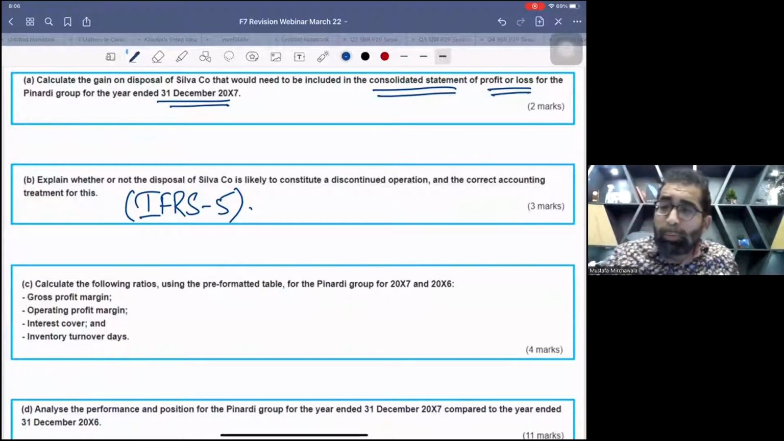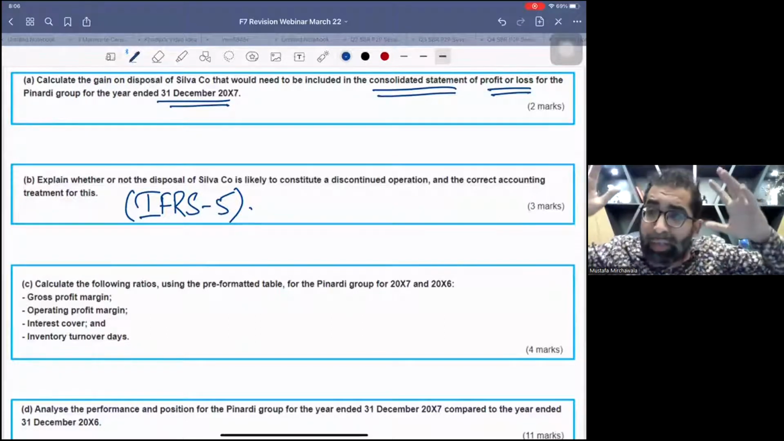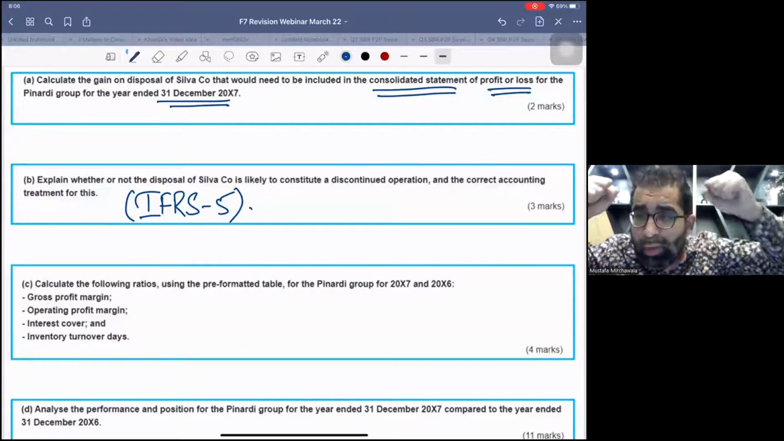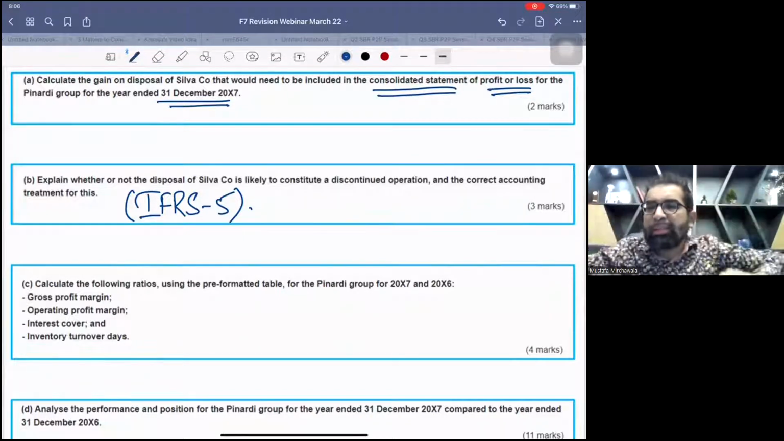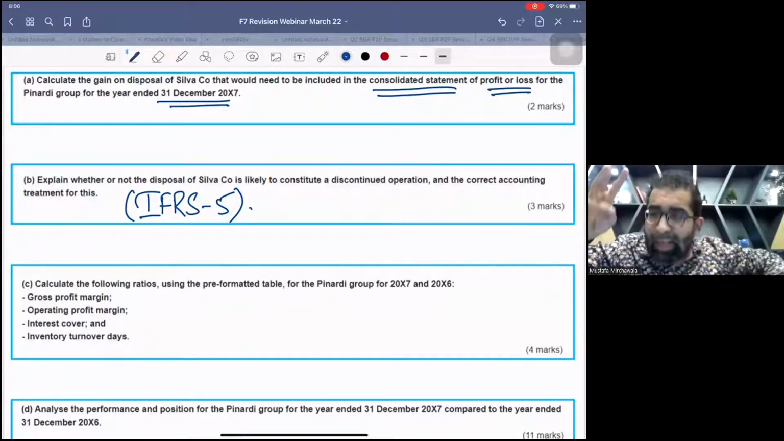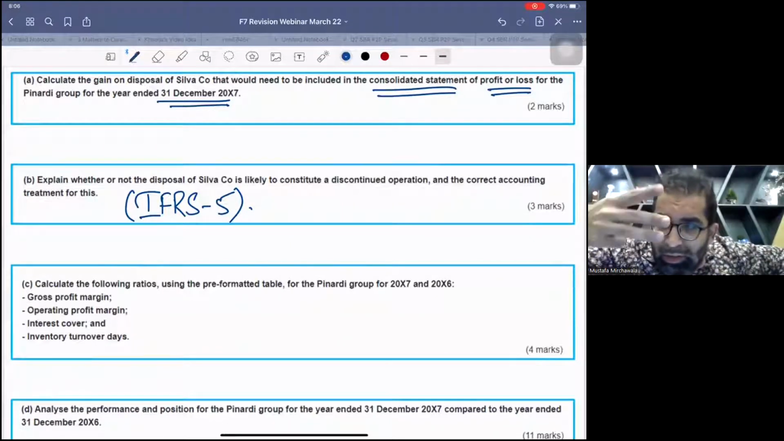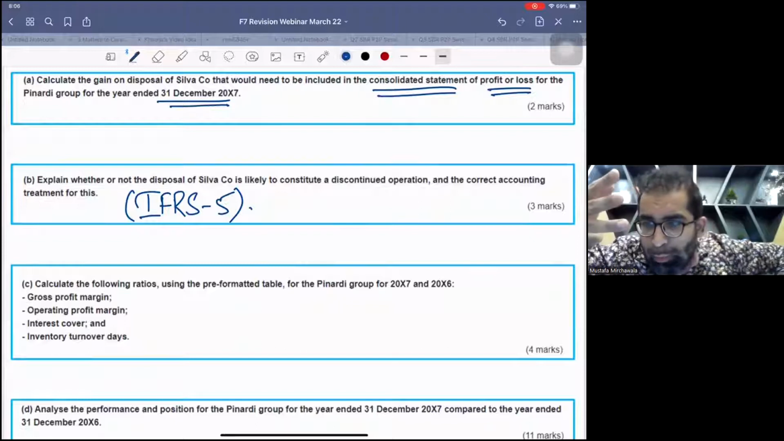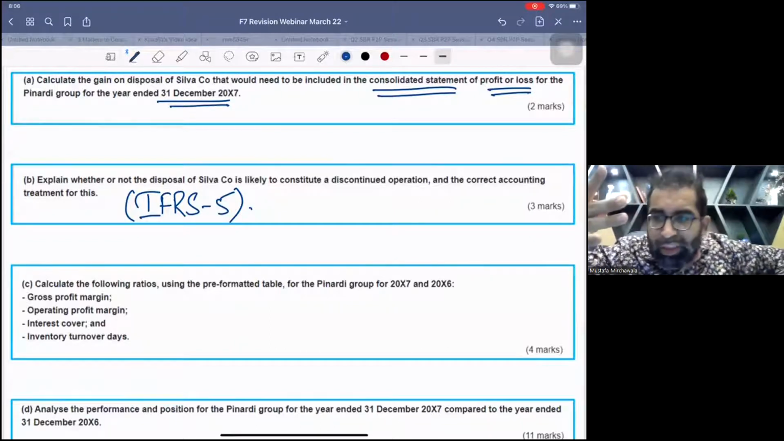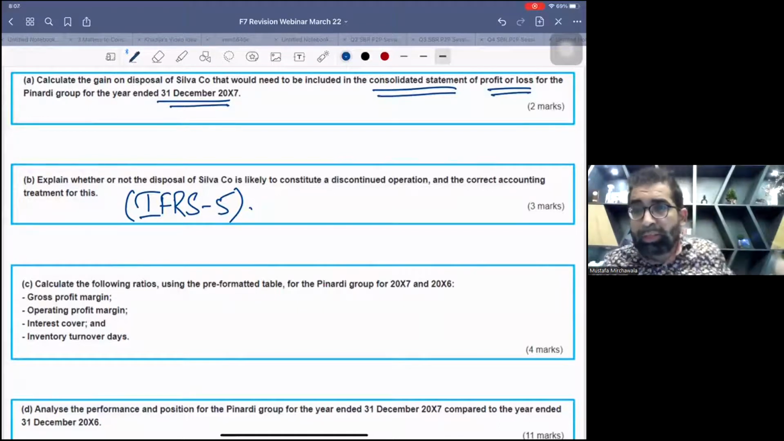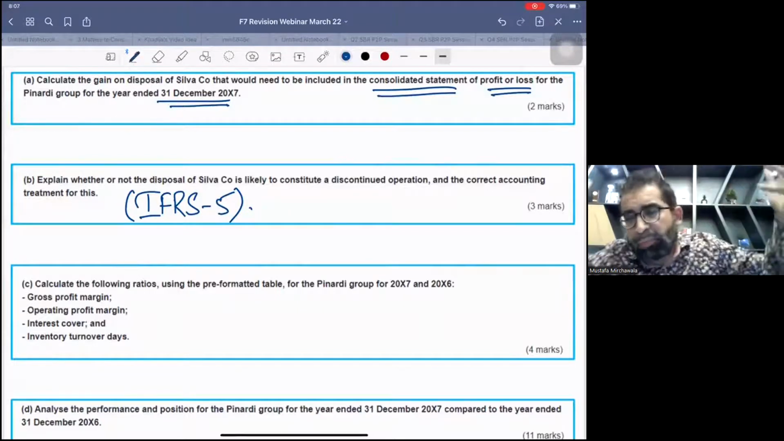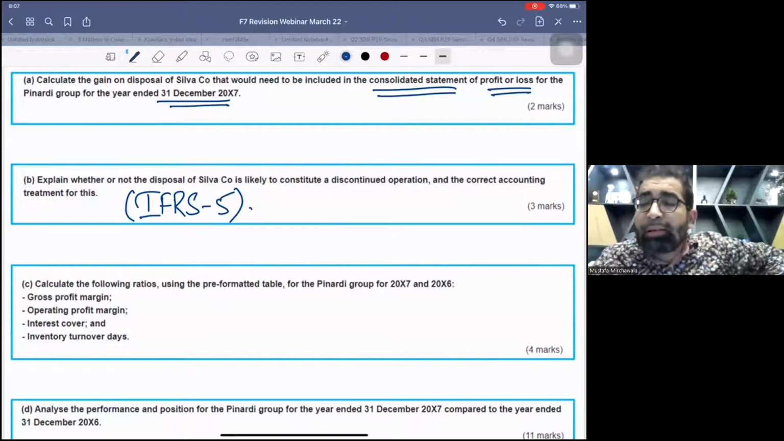But if I sold a material segment, or you remember, a separate major line of business, like I used to have three products, shampoo, toothpaste and soap, and I sold the running business of shampoo. So yes, I sold a complete major line of business.